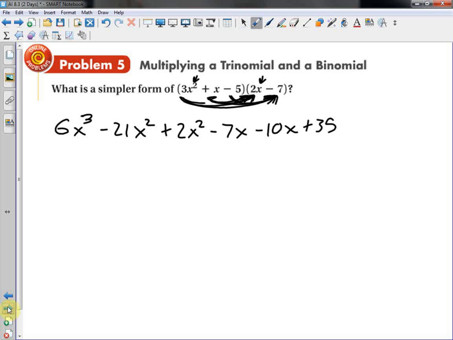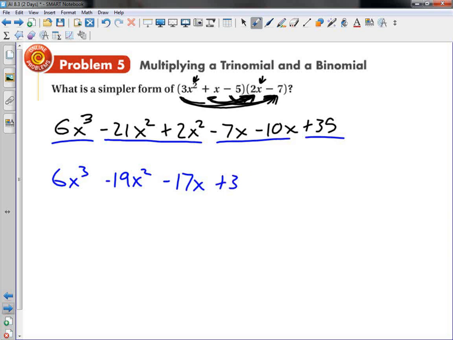All right, time to combine like terms. Now there's no x to the thirds, so that one just drops down. My x squareds, so you have negative 21 and I'm adding 2 x squared to it, so that's negative 19x squared. Negative 7x and negative 10x, negative 17x. And nothing combines with the constant term, so I'm just going to drop it down. That is multiplying a trinomial and a binomial.